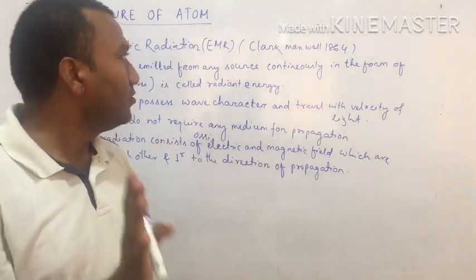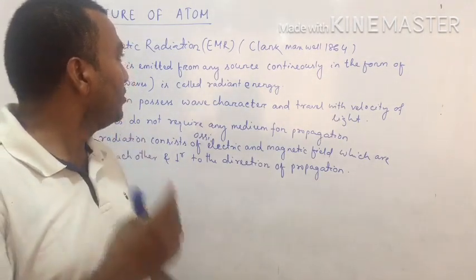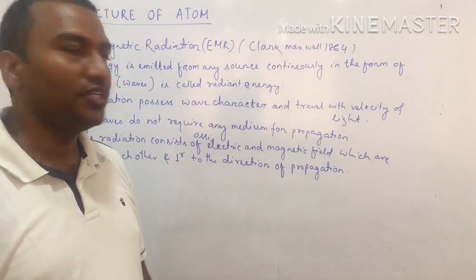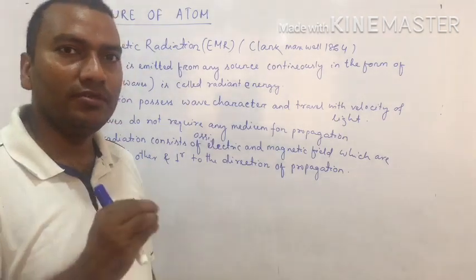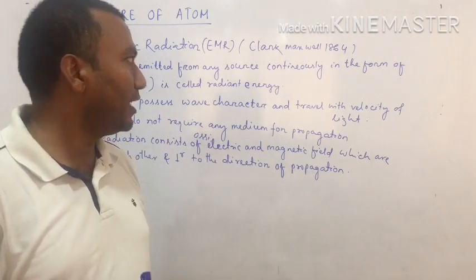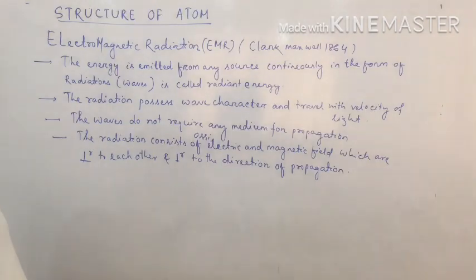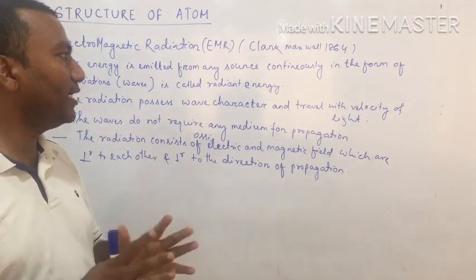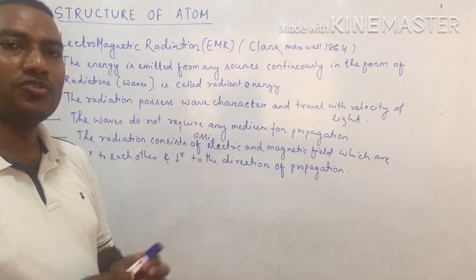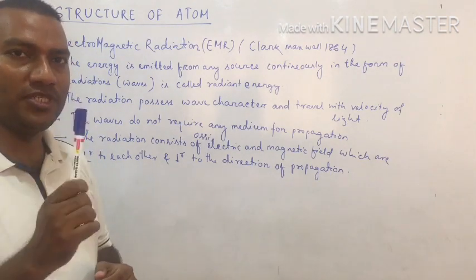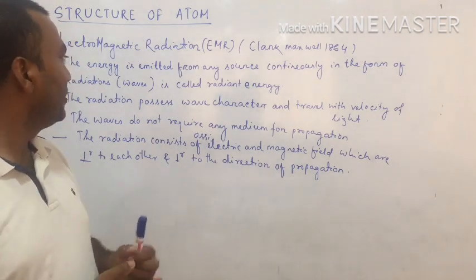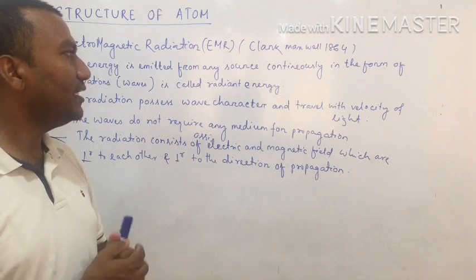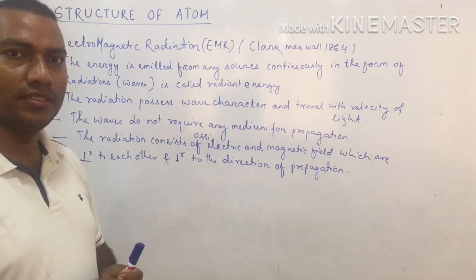But after this theory, when the new theory, Planck's quantum theory, came, he said the energy is lost discontinuously. Right? This is the first part. Second part, the radiation possesses wave character and travels with the velocity of light. So when any object radiates energy, this radiation possesses wave character, and it travels with the velocity of light.